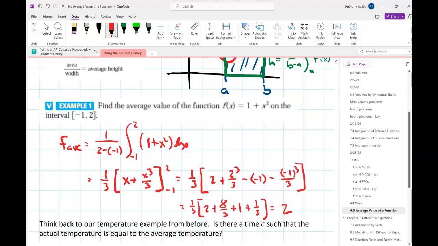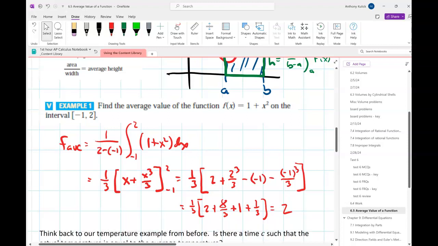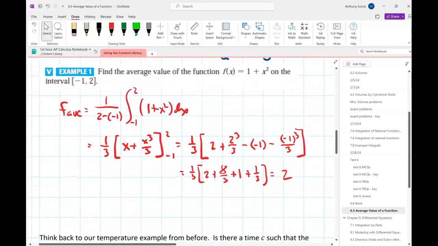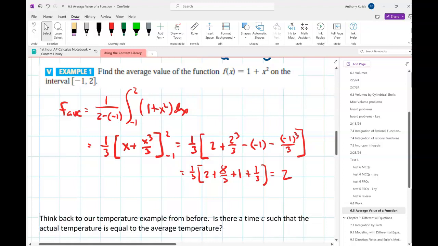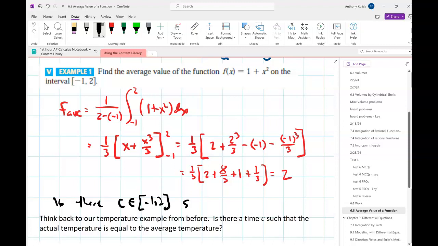So the next question that usually gets paired with this, particularly in the AP sense, is, okay, is there some value, is there some C on the interval from -1 to 2 such that f of C equals that f average? Okay. Find it.